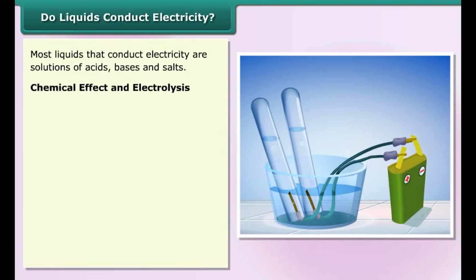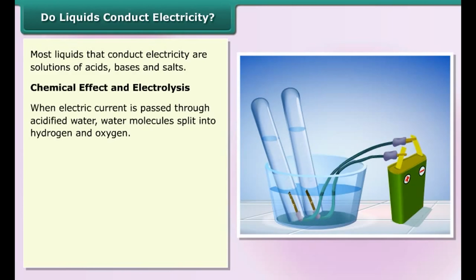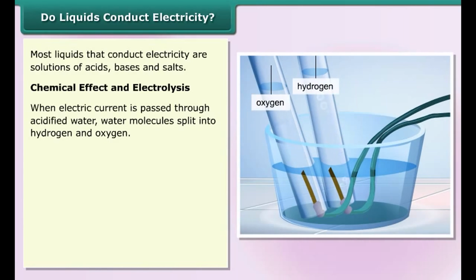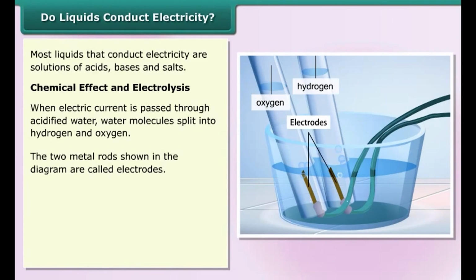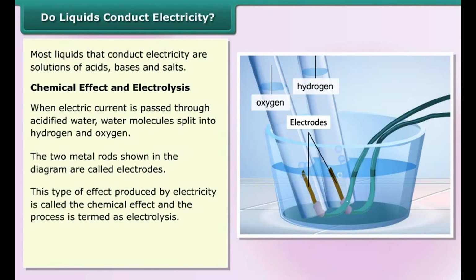Do liquids conduct electricity? Most liquids that conduct electricity are solutions of acids, bases, and salts. Chemical effect and electrolysis. When electric current is passed through acidified water, water molecules split into hydrogen and oxygen. The two metal rods shown in the diagram are called electrodes. This type of effect produced by electricity is called the chemical effect, and the process is termed as electrolysis. Can we use pure water in the place of acidified water?